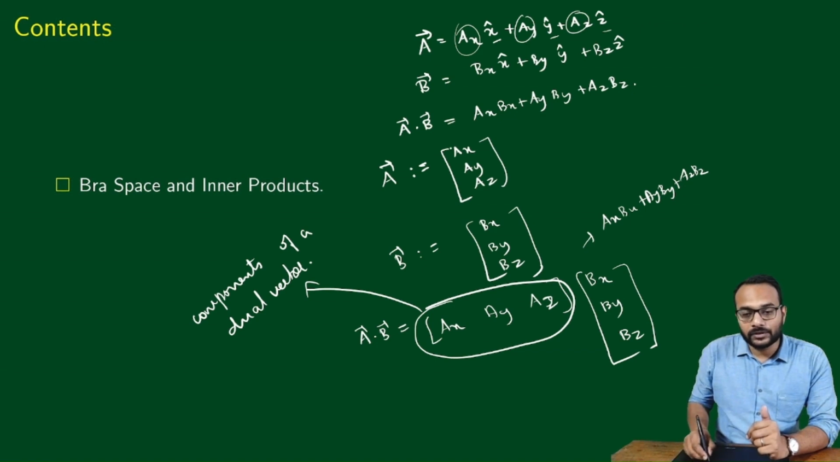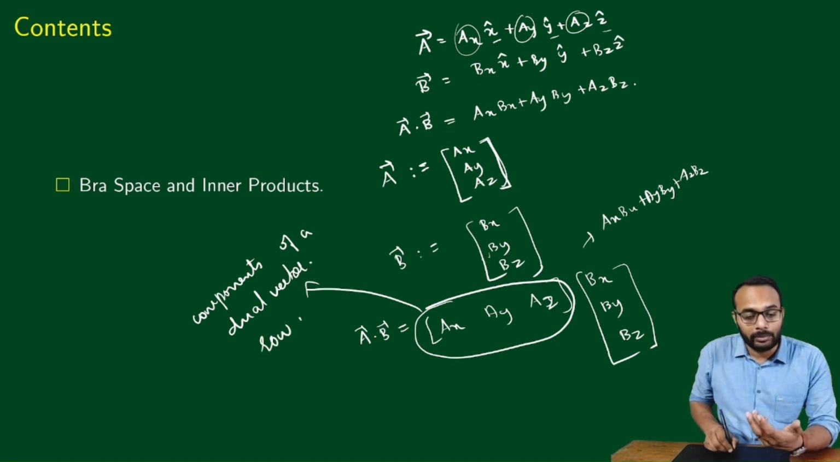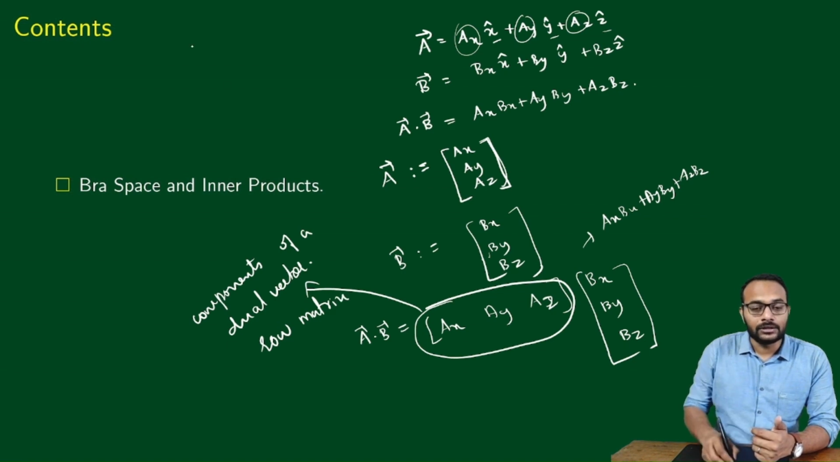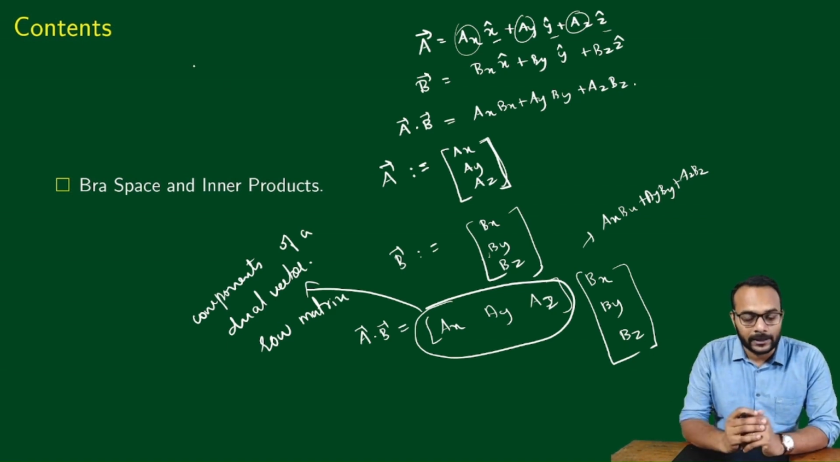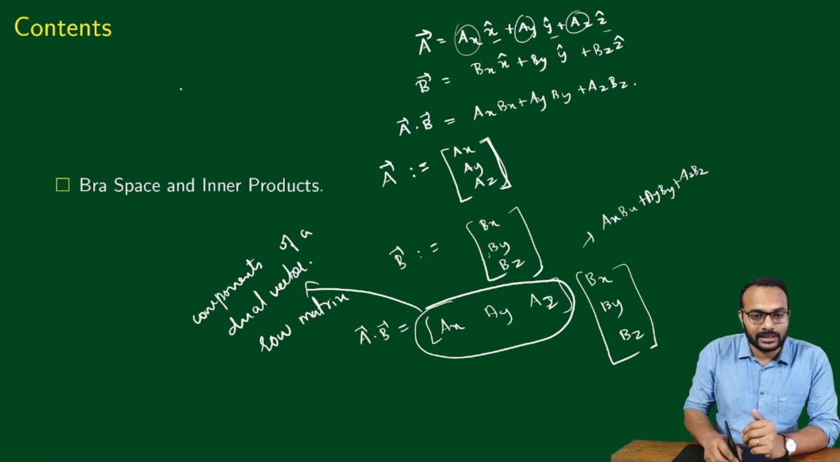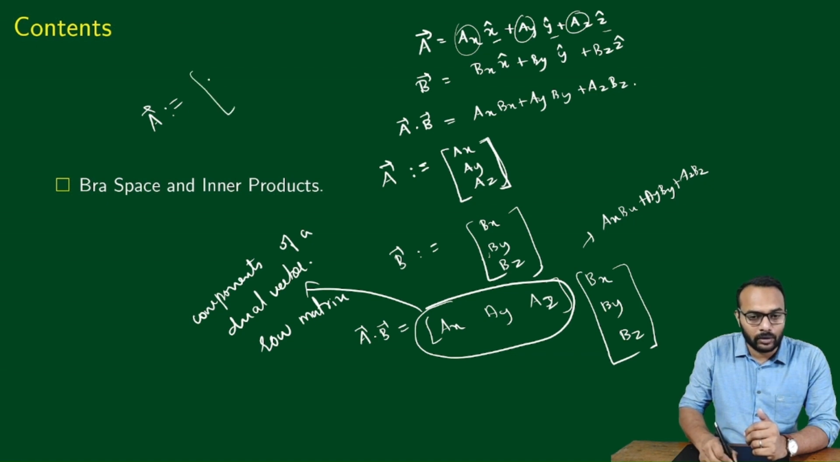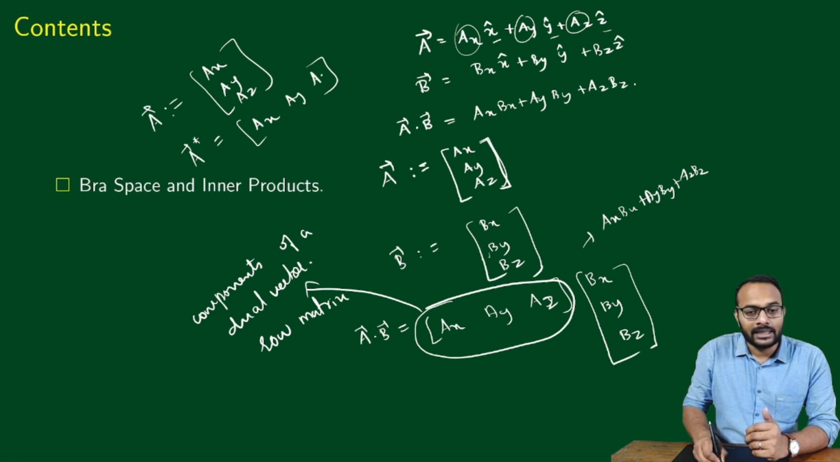The components of the vector we have denoted using a column matrix or a column vector. The dual vector itself is represented in the same basis by a row vector. This is actually a row matrix. So we see that there is a subtle distinction between the vector and the dual vector. The vector is represented by a column matrix ax, ay, az, whereas the corresponding dual vector can be represented by a row matrix ax, ay, az.